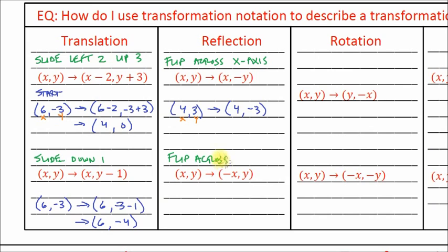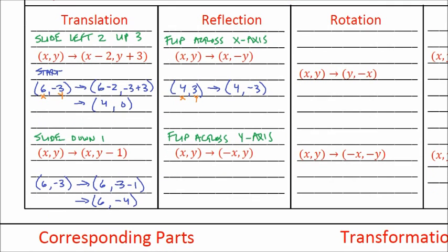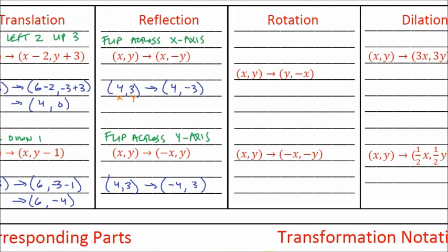There are only two reflections you need to know in this unit. Flip across the y-axis. When you flip across the y-axis, the x value flips sign, and the y value stays the same. Here's an example of that. If I start off with (4, 3) and run it through my transformation, the x value flips sign and my y value stays the same. If you graph this, you would see the point (4, 3) gets moved to the other side of the y-axis. So there's the transformation notation for reflection.